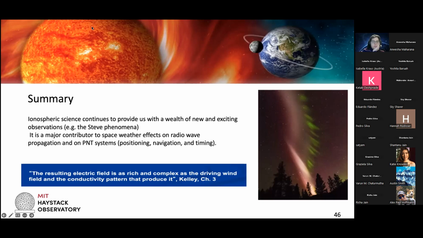Okay, does the loss of lock during a solar flare affect all the satellites at the same time? Depends on the receiver and what's going on. I would say that basically the solar flare is going to affect all of the satellites at one time.